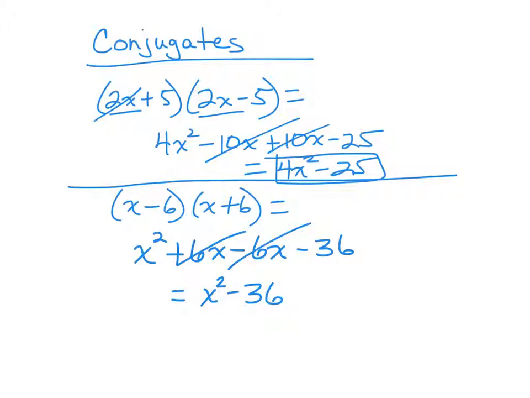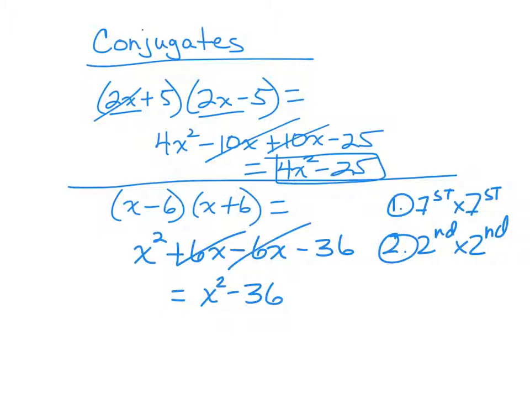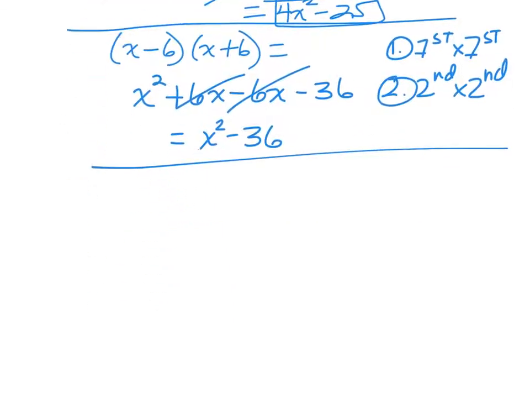I usually say when you're multiplying conjugates, to get the first term, take the first times the first, like 2x times 2x, to get the 4x squared. And then take the second times the second, like 5 times negative 5, to get the negative 25. Now, it only works when you've got conjugates, so you don't want to try this when you don't have conjugates. It's going to lead you astray. But if you've got conjugates, that's pretty nice.